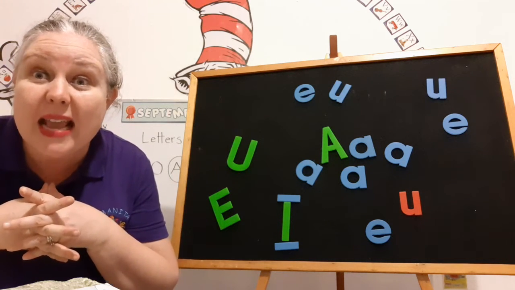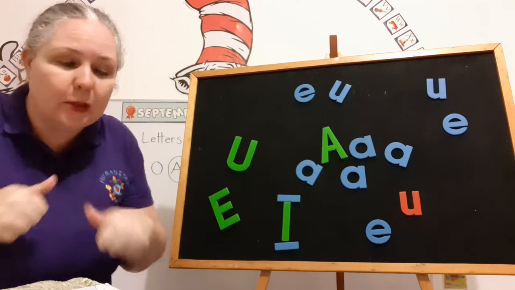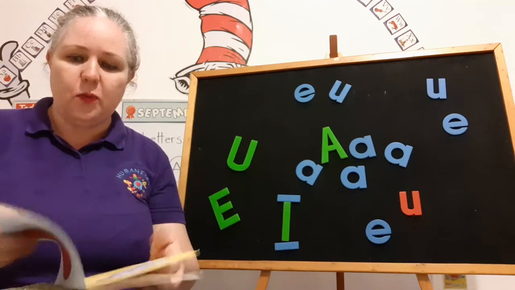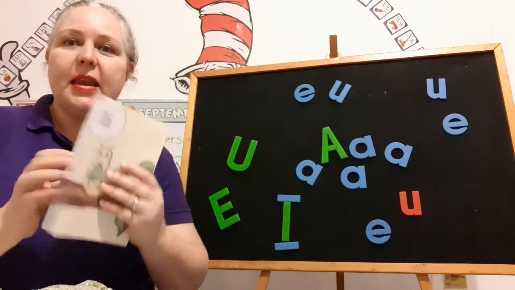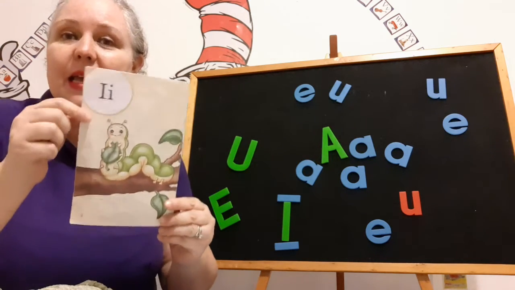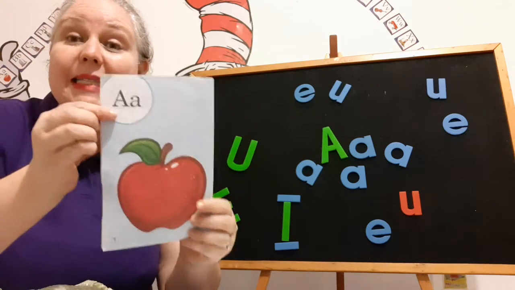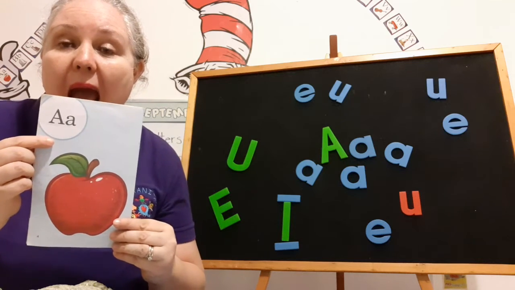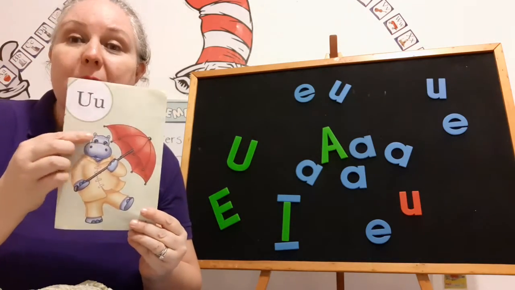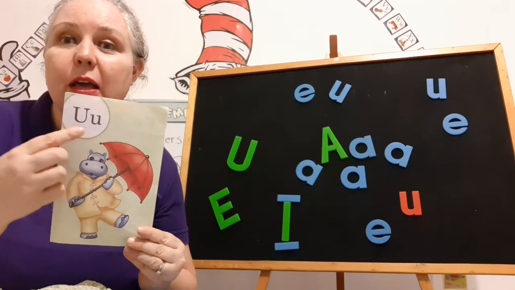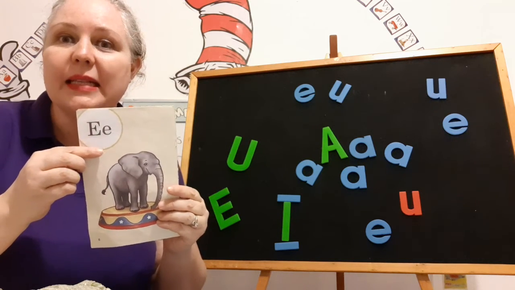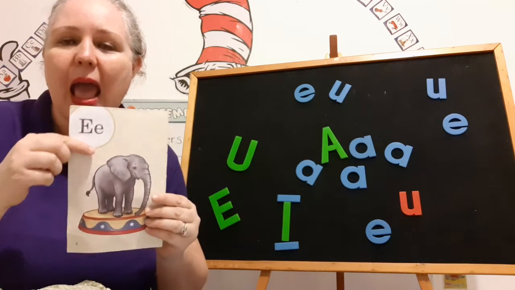Did you find letter A's with your mobile alphabet? Awesome. Super good. Okay, so now let's review one last time. Are you ready? Here we go. The name of this letter is I. It makes a short sound, I, as in inchworm. I says I, I, I. The name of this letter is the new one, A. It makes a short sound, A, as in apple. A says, A, A, A. The name of this letter is U. It makes a short sound, A, as in umbrella. U says, A, A, A. The name of this letter is E. It makes a short sound, E, as in elephant. E says, E, E, E.